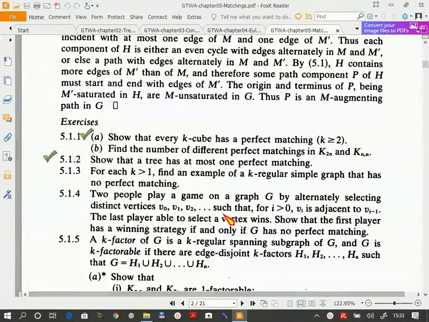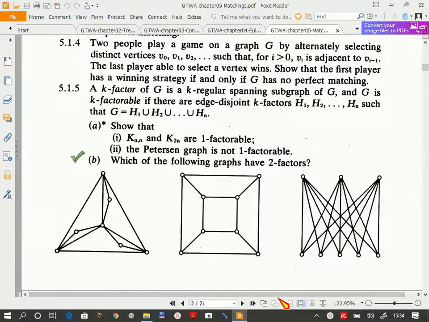Okay, you can rather easily, I would say, solve 5.1.1a, okay? I'm not interested in part B. And less easy is 5.1.2, but please try to solve both of them, okay? And there is also this interesting idea. Here I just want a little bit of this 5.1.5, which is what a k-factor is.